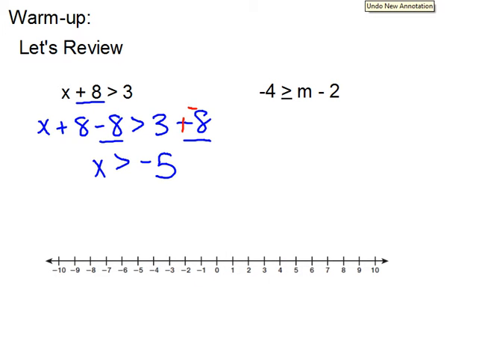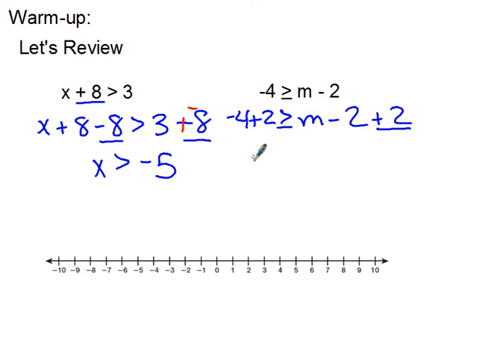Now for the second one, our letter is on the right-hand side of the inequality. It's really not that big of a deal. You just start here at the inequality and start working. So m minus 2, well, to get rid of a minus 2, we do a plus 2. So then I'm going to put this plus 2 on the other side as well. Negative 4 plus 2 gives us negative 2 is greater than or equal to m, or m is less than or equal to negative 2. If you do flip it, make sure you flip the inequality.